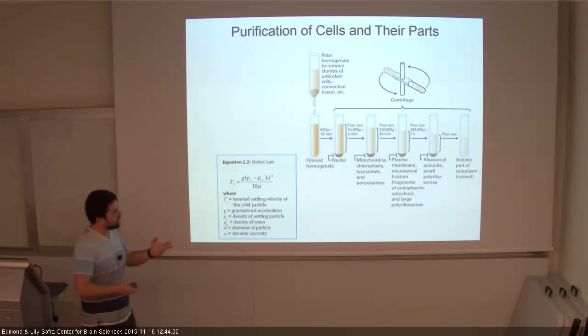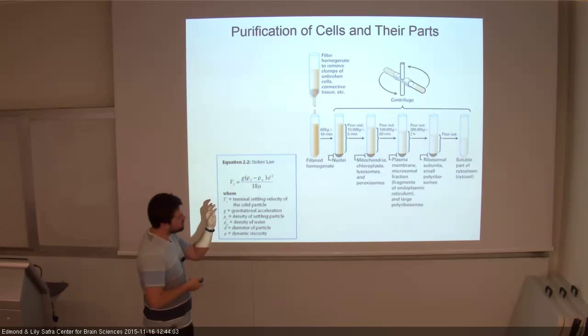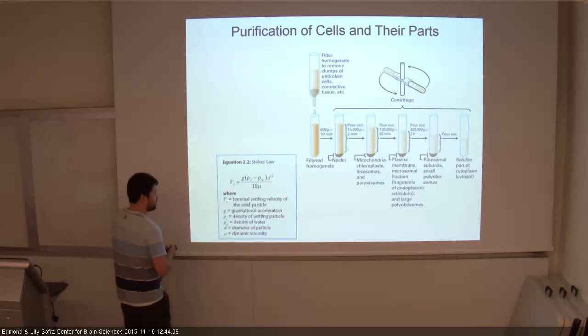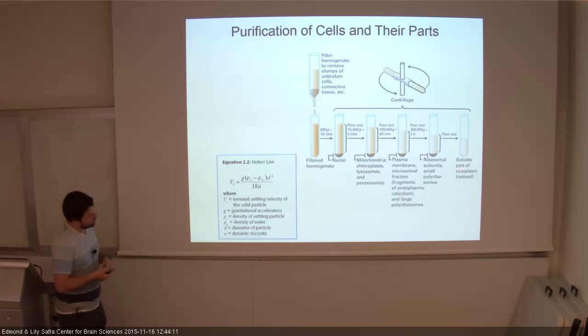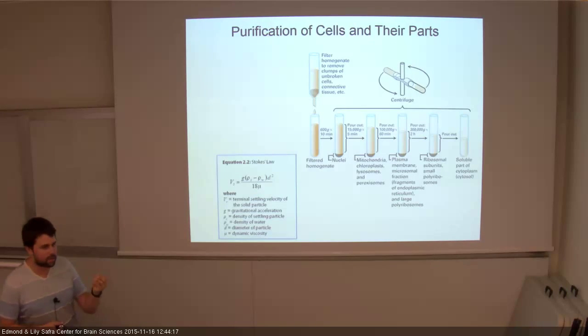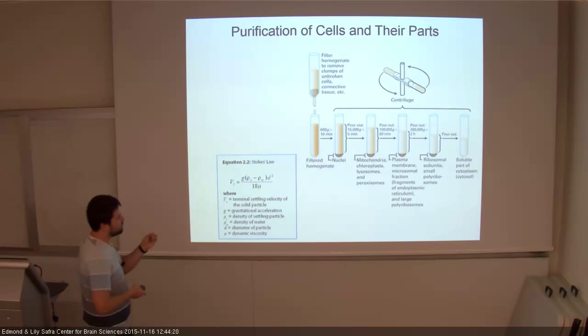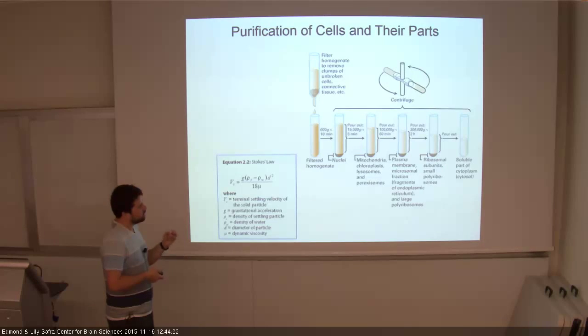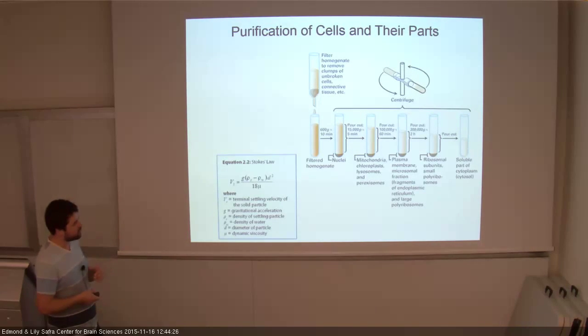In the end, the smallest units that I can precipitate with this procedure, I have to go to 300,000 G, which is pretty fast. And then I will get a precipitate from even small subunits of ribosomes. Okay, and this is like the minimal unit that you can isolate through this procedure of centrifugations.